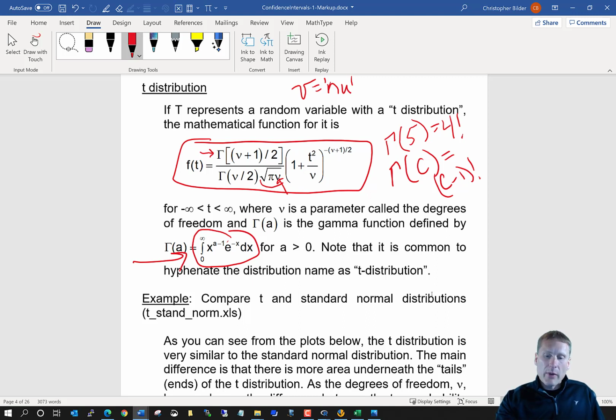Then in parentheses here, we have 1 plus t squared, where t is a possible value of our random variable, divided by nu, and then we take it all to a power. So quite a messy function. But in the end, you can graph it just like any other mathematical function out there. Get a value of t, plug it in, get f of t out. Get another value of t, plug it in, get another f of t out, draw the plot.